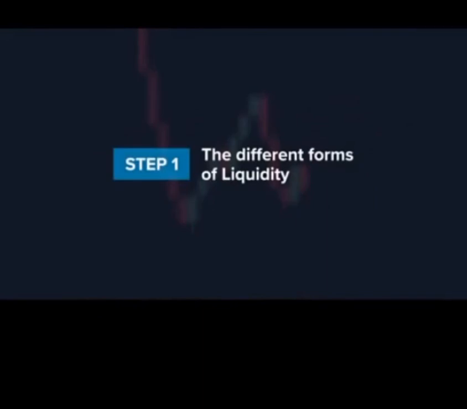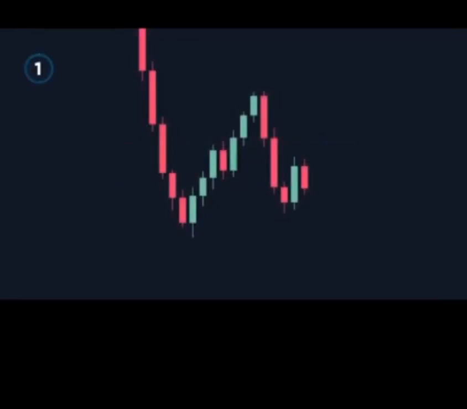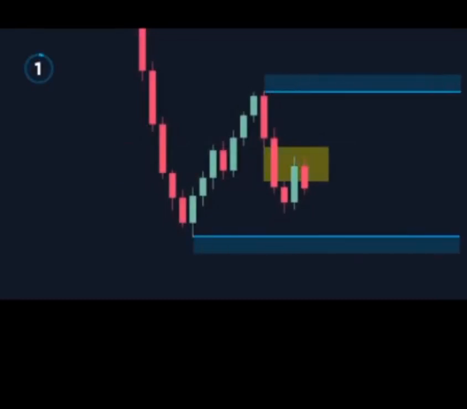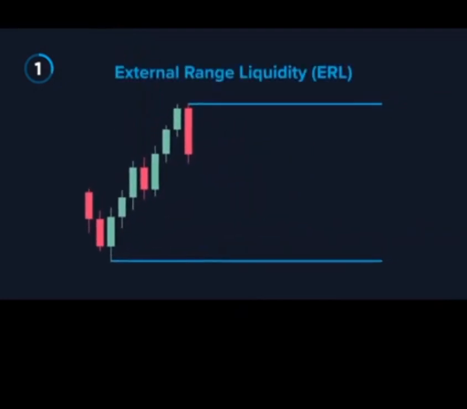So let's waste no time and start with step number 1, which is understanding the different forms of liquidity. Liquidity refers to areas in the chart that either contain a large quantity of unfilled orders or a large quantity of stop losses, and it presents itself in 2 different forms. When people typically talk about liquidity, they are usually referring to the external range liquidity, which can be either a previous swing high or a previous swing low. These are pivotal moments in the chart because they either result in a trend continuation or a trend reversal in the form of liquidity runs and liquidity sweeps, which we will be covering further into the video.